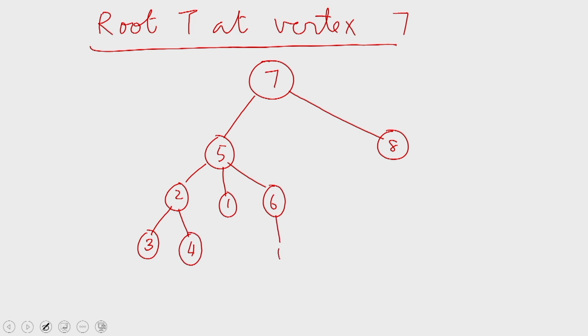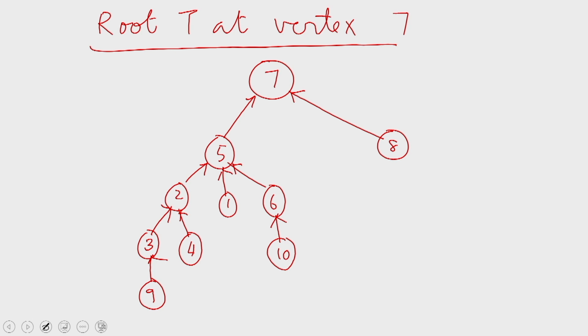6 has one child 10, which is farther from 5, that will be the child of 6. 3 has one child 9. So, when we arrange the vertices in this manner, we have rooted the tree at 7. Now, the parent pointers can be defined in this manner. The parent of 10 is 6, the parent of 6 is 5, and the parent of 5 is 7, and so on. So, all the parent pointers are now flowing from bottom up.